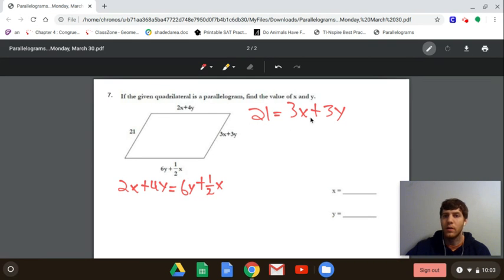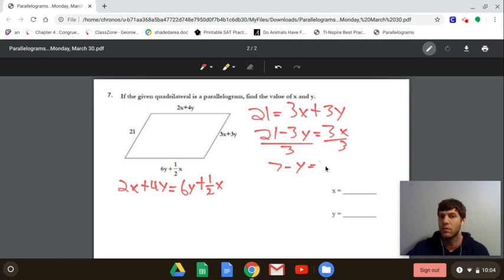Okay, so I'm going to solve for x in the first equation. Again, you can pick x or y from either one of these two equations. I'm going to pick x from this first one up here. So we got to get it by itself first. So I'm going to subtract 3y from both sides. So it's going to be 21 minus 3y equals 3x. Then to get rid of the 3, we need to divide by 3 on both sides. So we're going to get 21 divided by 3 is 7. 3 divided by 3 is 1, so 7 minus y is going to equal x.